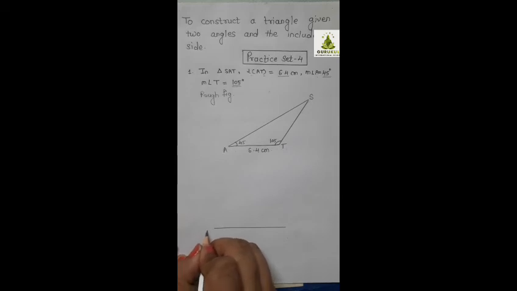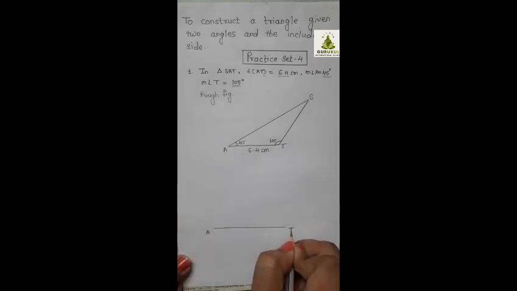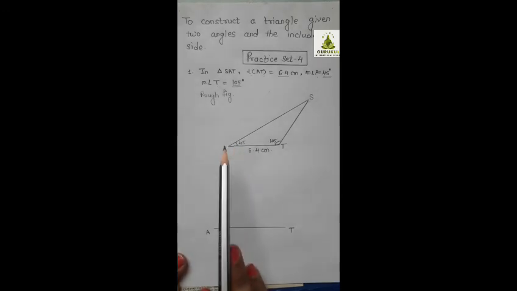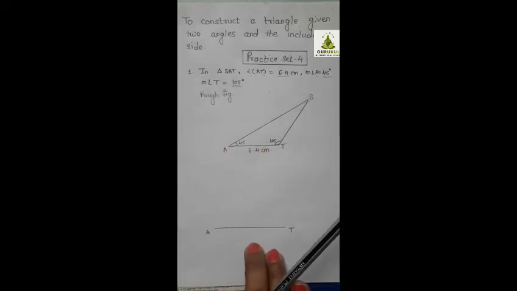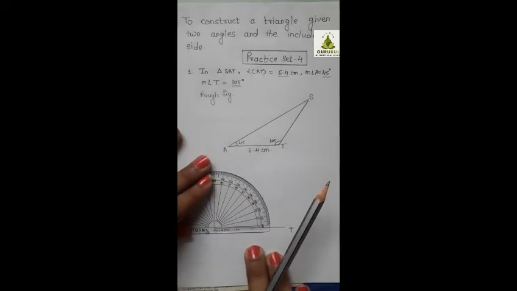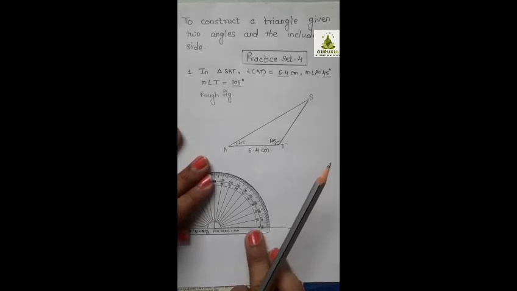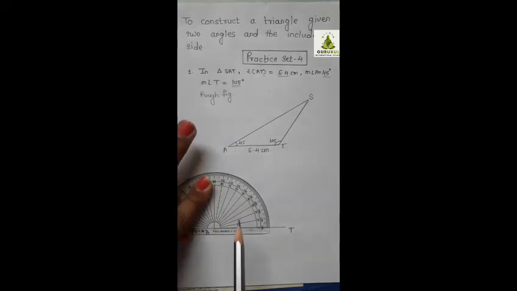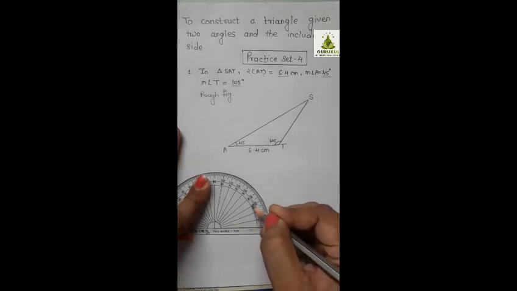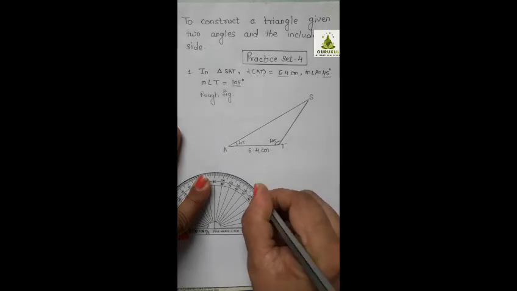Okay, this will be your point A, this will be your point T. Now you have to locate the angles. So first angle we will locate, that is angle A, which is 45 degrees. Now I am placing the pointer of protractor on point A, and since I want to measure the interior angle on this side, I will start from this 0. So 45, this one 40 and 45 will be coming over here.